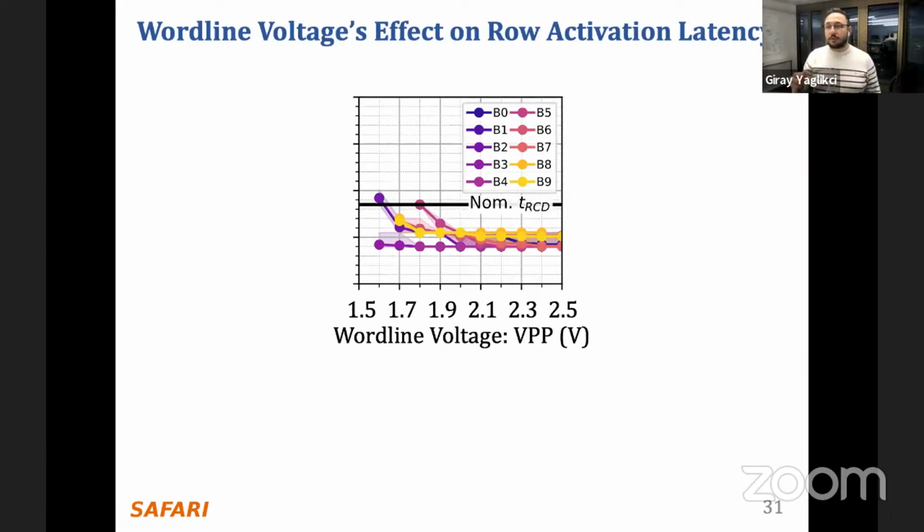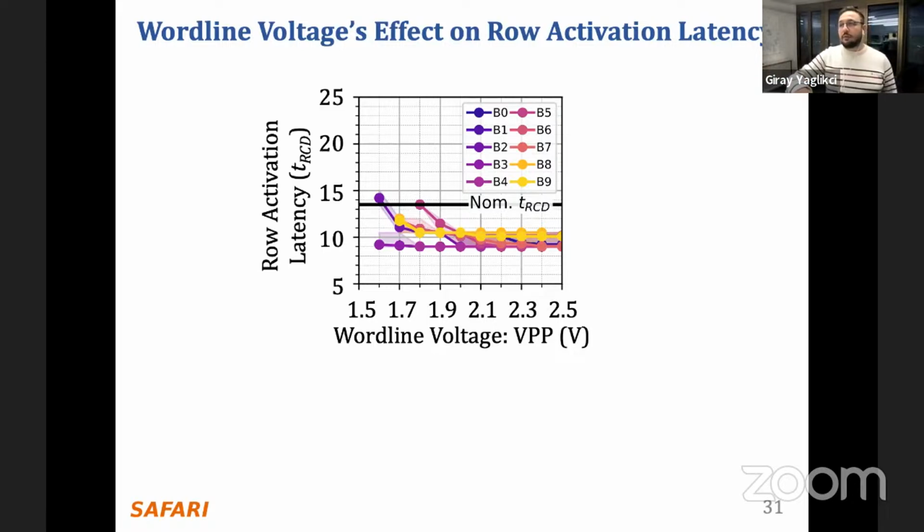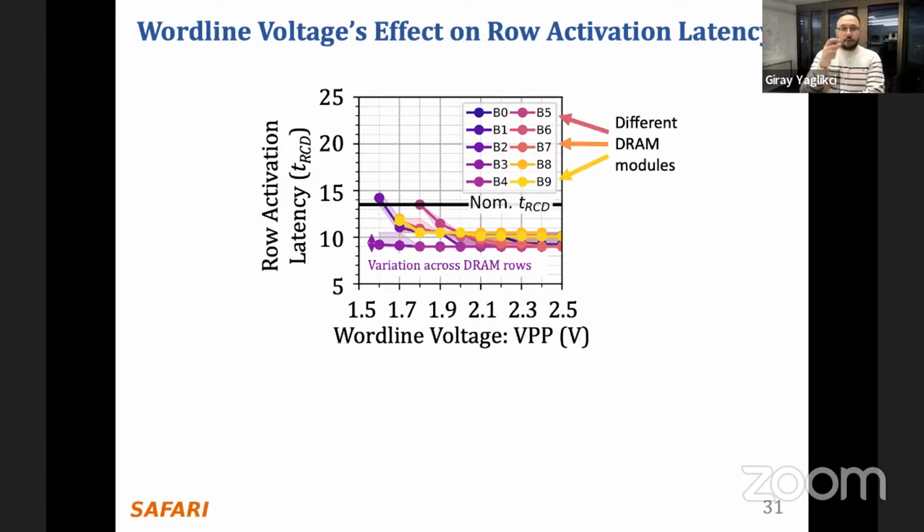Here we look at the wordline voltage again on the x-axis. It goes from right to left, and we look at the row activation latency. So we activate the row, and we need to wait some certain amount of time until we perform the first column access, which is, for example, a read, right? And we check how this value changes across different voltage levels. And each line here again shows the data from a different DRAM module. And again, we show the variations with shades.